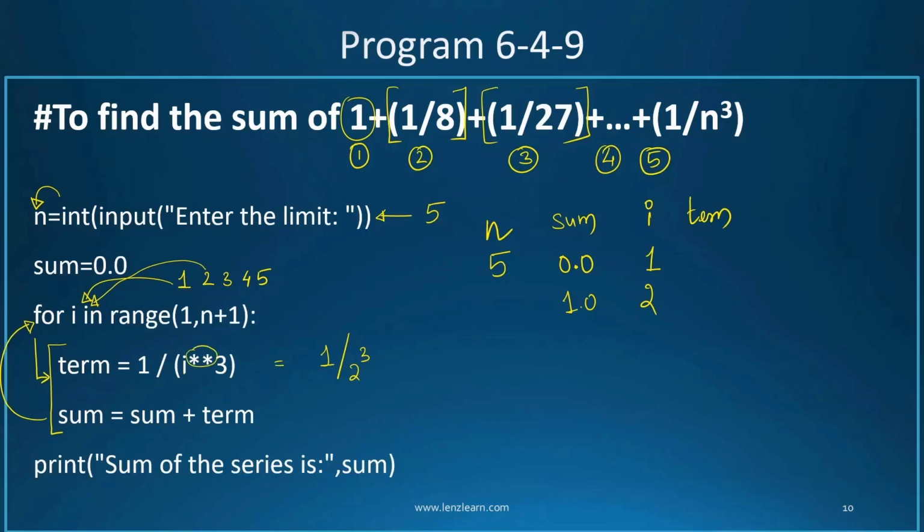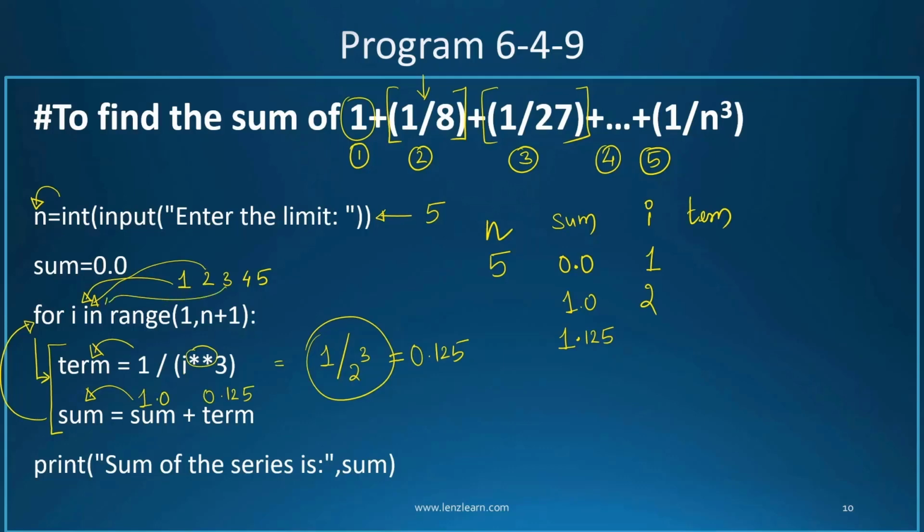Okay, so now you know 1 divided by 2 raised to 3 is our second term, that is 1 by 8. Okay, so now the value of 1 by 8 will be calculated, that is 0.125, and that will be loaded into term. Now the value of sum is 1.0 and value of term is 0.125. These two will be added and the result will be stored into sum again. So now the value of sum will be 1.125.